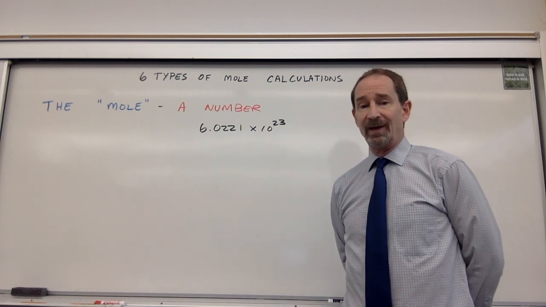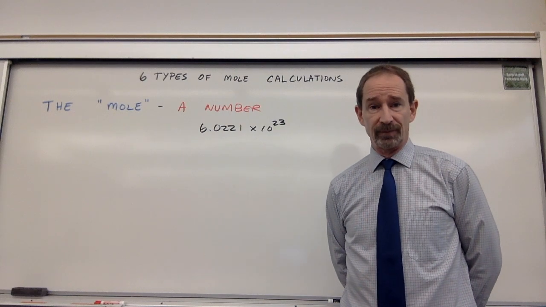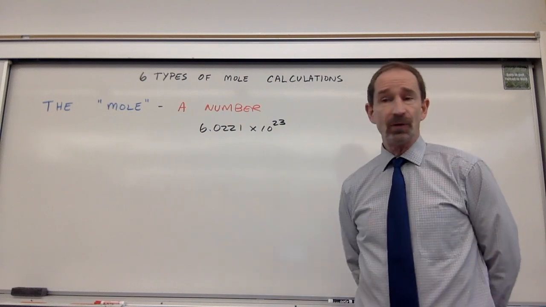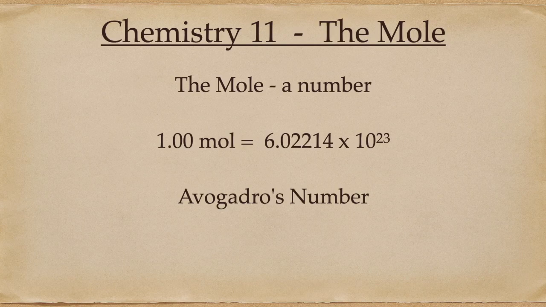It's a very important number in chemistry, but that's all it is. It's a number. 6.0221 times 10 to the 23rd. Sometimes also referred to as Avogadro's number.